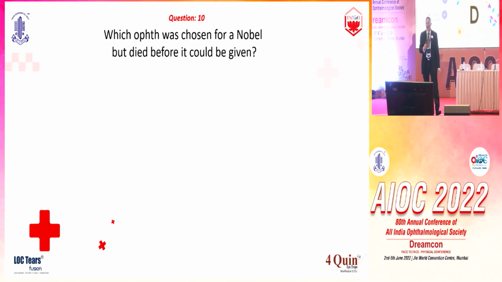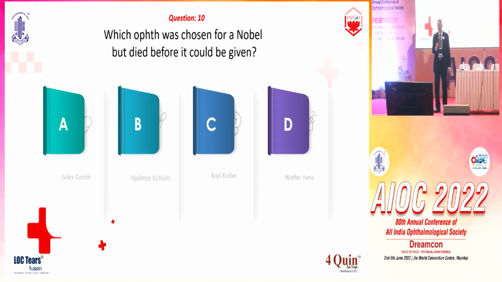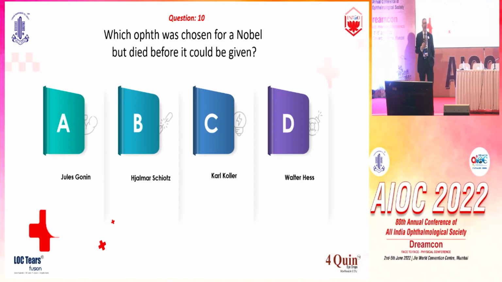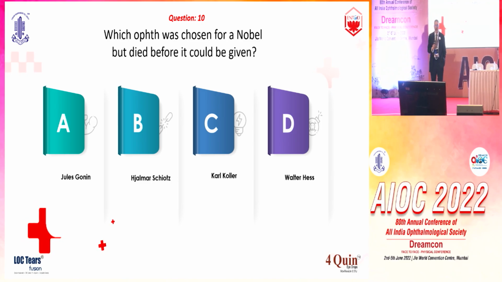Next. And we have the 10th. Which ophthalmologist was chosen for a Nobel Prize but died before it could be given? And those rascals didn't give it posthumously. So was it Jules Gonin? Was it Hjalmar Schiotz, Karl Kohler or Walter Hess? So this was somebody who was not given the Nobel because unfortunately he died before the prize could be given. And the time starts now.